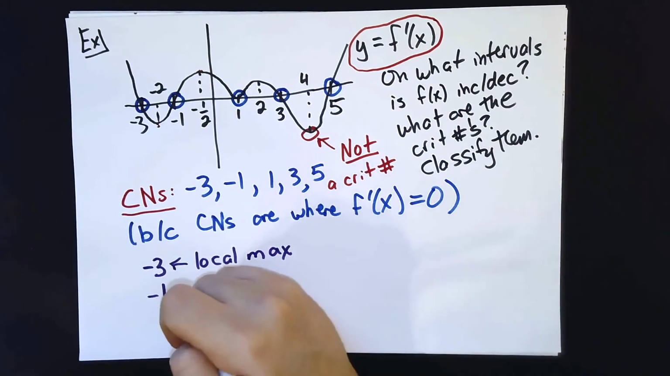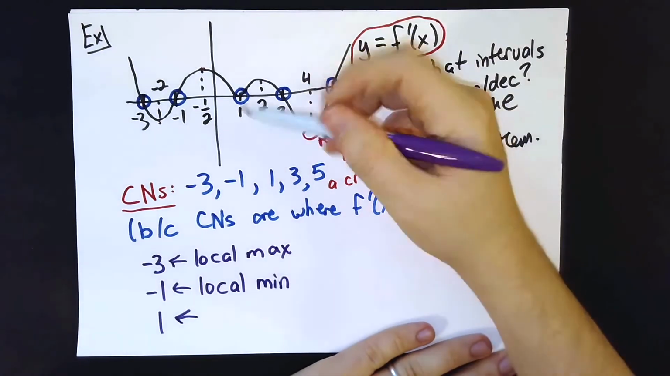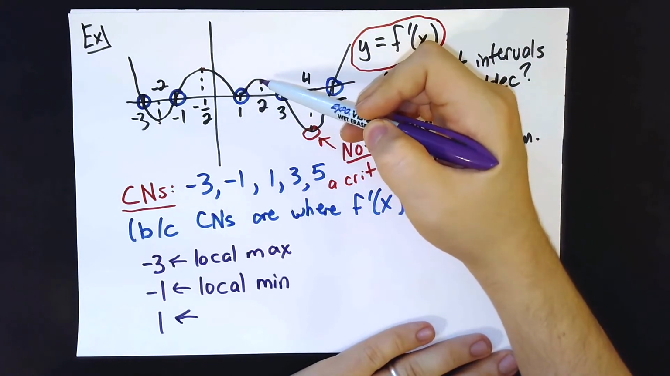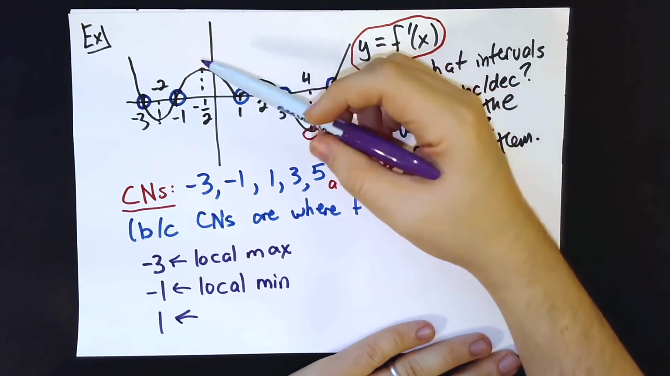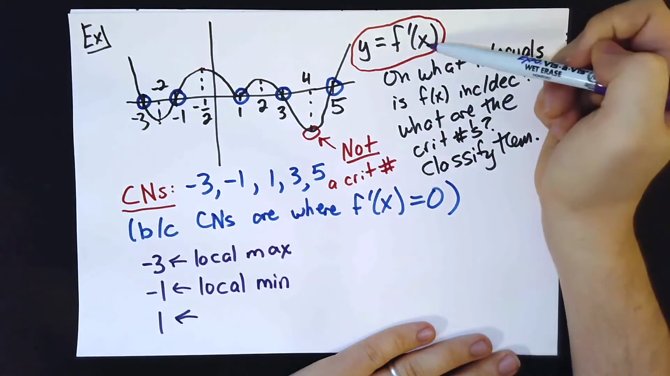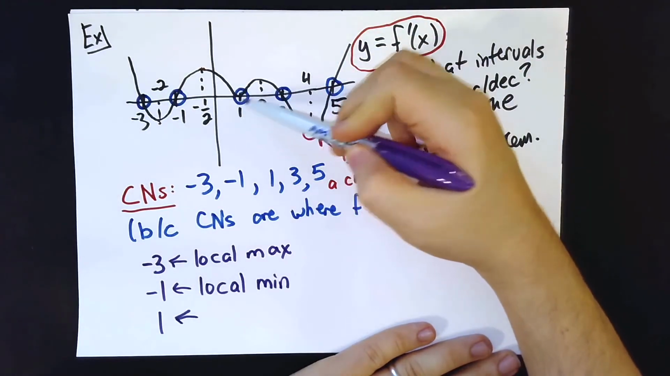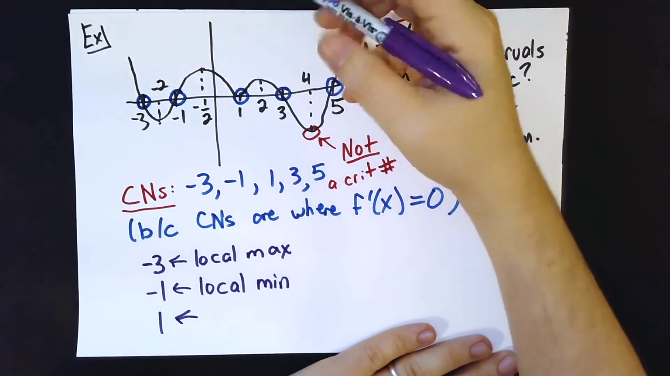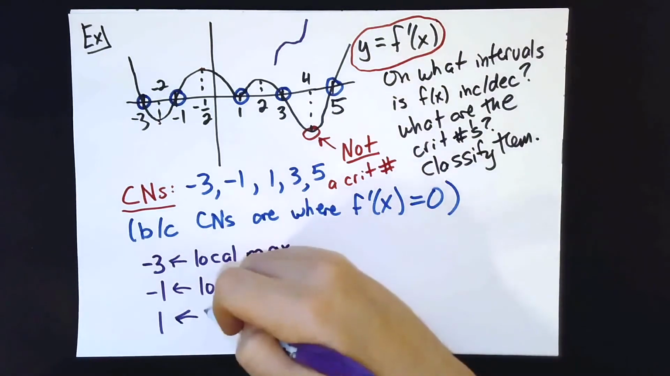What about at 1? Well, at 1, the derivative switches from being positive to positive. So it doesn't really switch. That is to say, the original graph f, which I'm not looking at, is actually increasing on both sides of 1. Which means that the graph looks something like this, which means it's a kink.